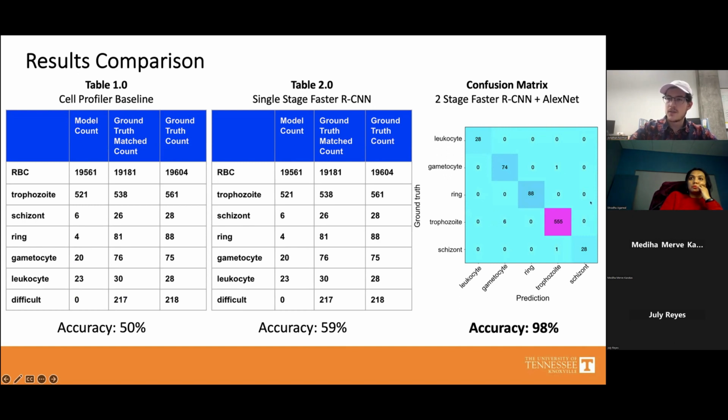But on the right here, this is a confusion matrix. On the middle diagonal, that's what's showing when both your model and your actual result match up. And then the off diagonal entries, these are showing where your errors are. So like, what are your false positives in both models? You can see here that the entries are almost none. This reflects the accuracy of 98% in the two-stage faster RCNN and AlexNet implementation. So this is truly fantastic. This is almost twice as accurate as the most conventional method of doing this.